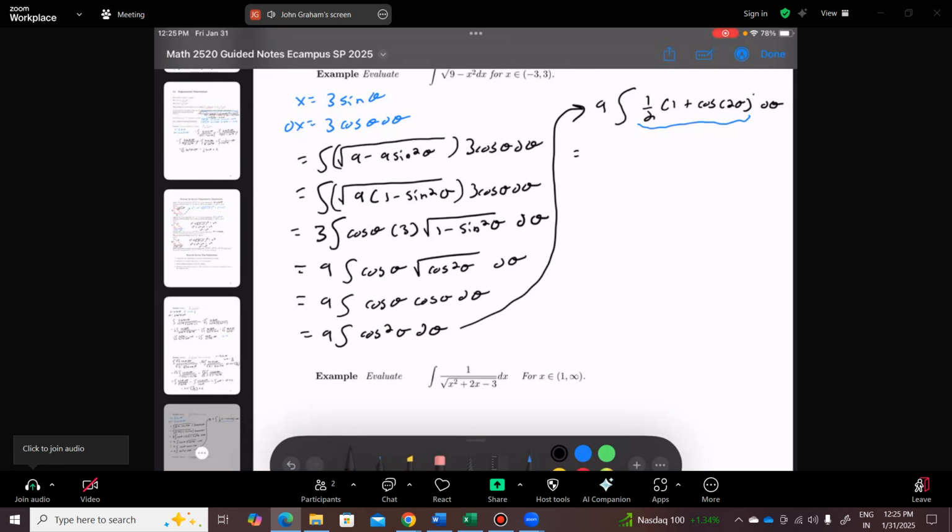I have integral of 9/2 d theta, integral of 9/2 cosine 2 theta d theta. Okay, first one, not too bad, 9/2 theta. Second one, we can do this, it's not too bad either. Because of the 2 in the inside, we'll get 4 on the outside denominator, because we gotta divide by 2 a second time, and then you get sine of 2 theta.